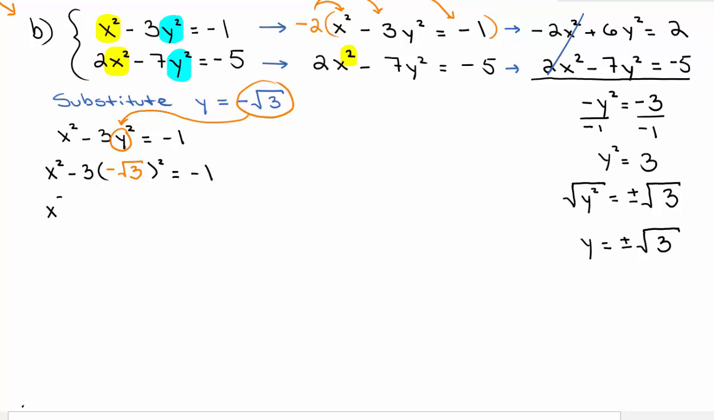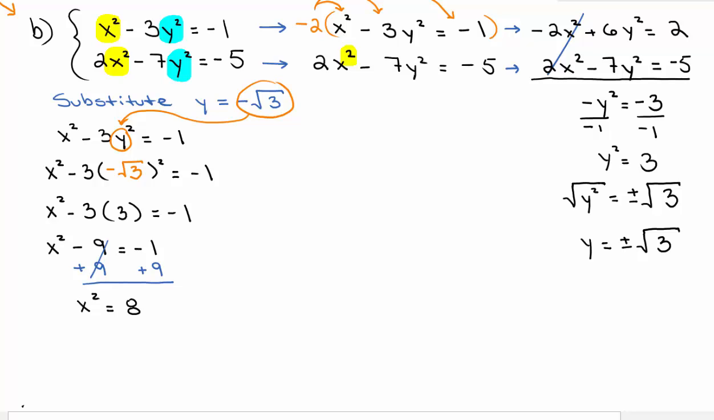Okay, now we can simplify this. Let's see. Negative square root of 3 squared that's just going to give me a positive 3. And then we're going to have negative 3 here times 3 is going to give me minus 9. I'm going to add 9 to both sides to isolate the x squared term. And we'll end up with x squared is equal to 8.